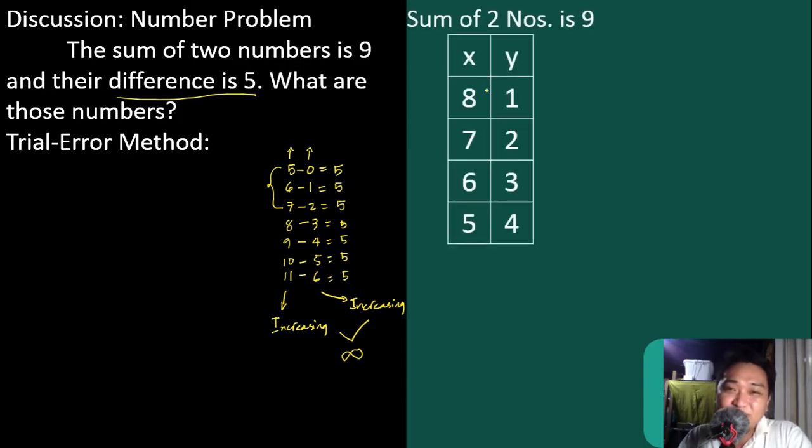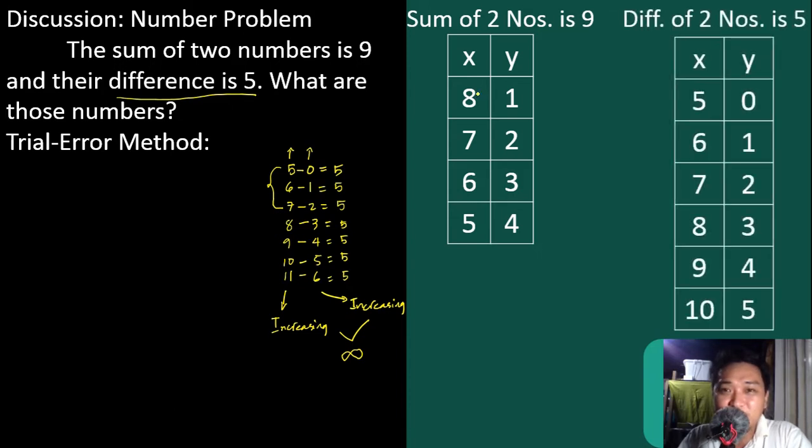Okay, so if we are going to put it in a table, the numbers which have the sum of 9 are these numbers: 8, 1, 7, 2, 6, 3, 5, 4. Yun yung mga numbers na may difference na 5: 5 minus 0, 6 minus 1, 7, 2, 8, 3, and so on and so forth. So in this case, meron na tayong automatic na mga ordered pair. Pwede na nating ipakita sa inyo yung graph.